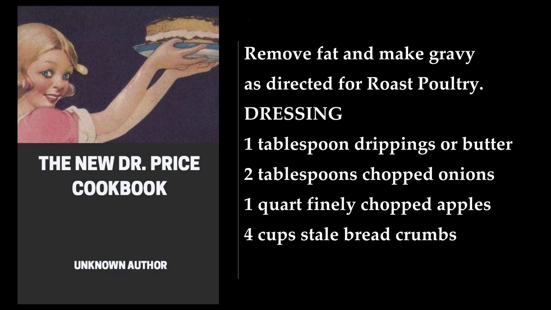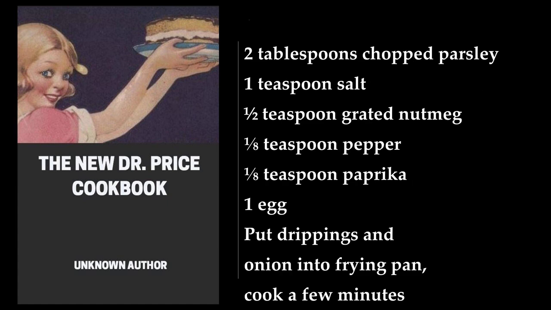Dressing. 1 tablespoon drippings or butter. 2 tablespoons chopped onions. 1 quart finely chopped apples. 4 cups stale bread crumbs. 2 tablespoons chopped parsley. 1 teaspoon salt. 1/2 teaspoon grated nutmeg. 1/8 teaspoon pepper. 1/8 teaspoon paprika. 1 egg.